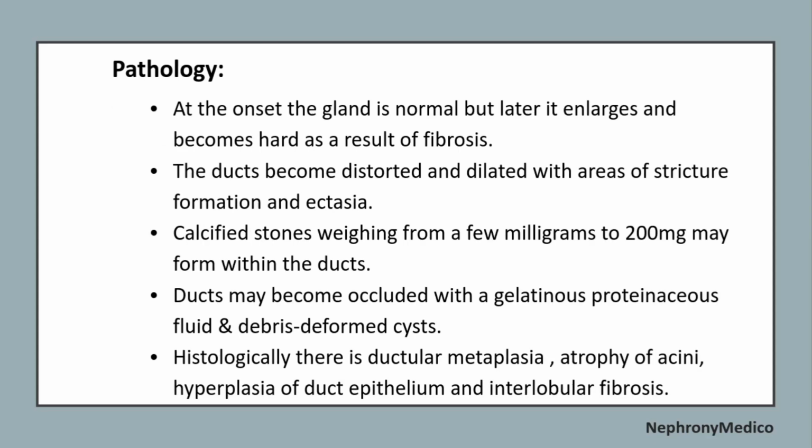Now, pathology. At the onset the gland is normal, but it later enlarges and becomes hard as a result of the fibrosis. The duct becomes distorted and dilated. Calcified stones are present. The duct may become occluded with gelatinous, proteinaceous fluid and deformed ducts. Histologically, there is ductular metaplasia, atrophy of the acini, hyperplasia of the duct epithelium, and interlobular fibrosis.